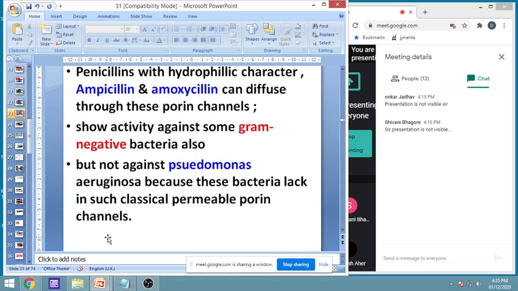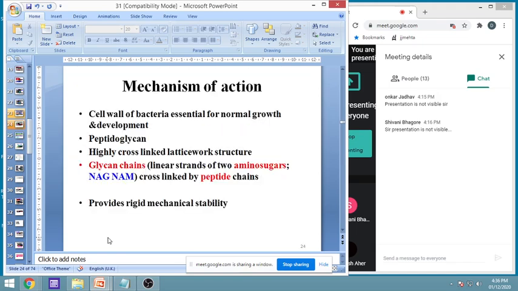Penicillins with hydrophilic character like ampicillin and amoxicillin can diffuse through the porin channels, and therefore they can show activity against some gram negative bacteria also. But they cannot show any action against Pseudomonas aeruginosa. This is another kind of bacteria which lacks the classical permeable porin channels, so it will not be active against Pseudomonas.